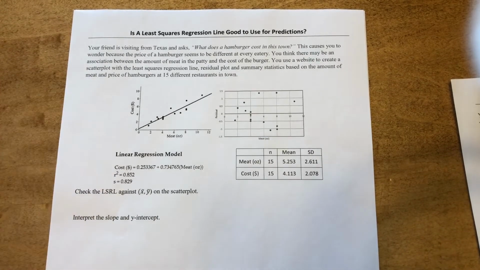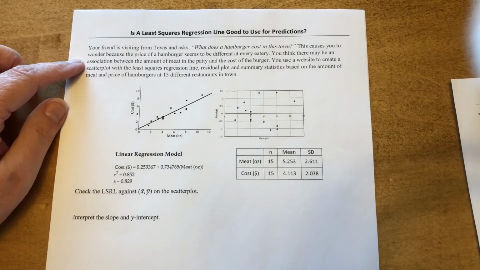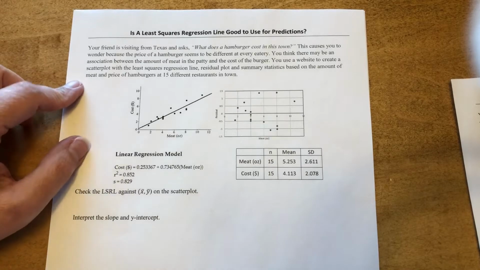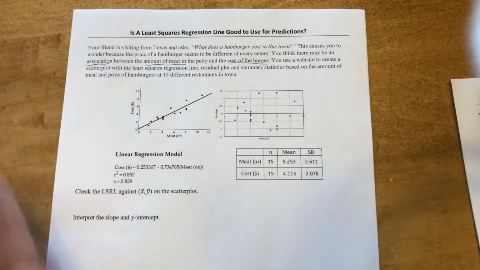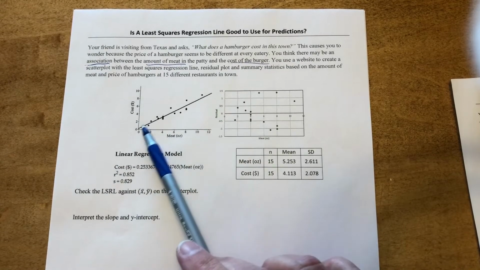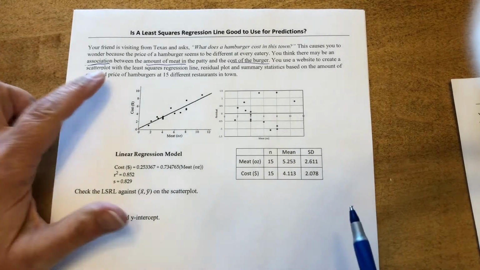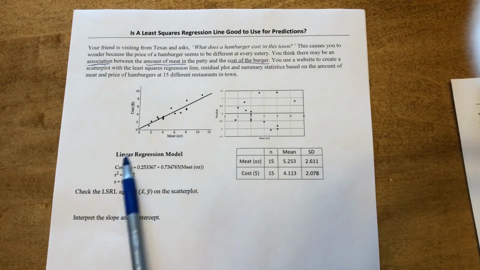Your friend is visiting from Texas and asks, what does a hamburger cost in this town? This causes you to wonder, because the price of a hamburger seems to be different at every eatery. So you think there might be an association between the amount of meat in the patty and the cost of the burger. So you use a website and create a scatter plot with a least squares regression line, residual plot, and some summary statistics based on the amount of meat and price of hamburgers at 15 different restaurants in town. Okay, so we actually got our least squares regression line.